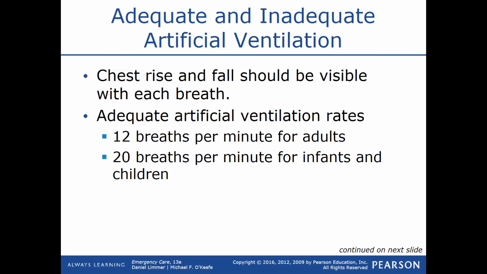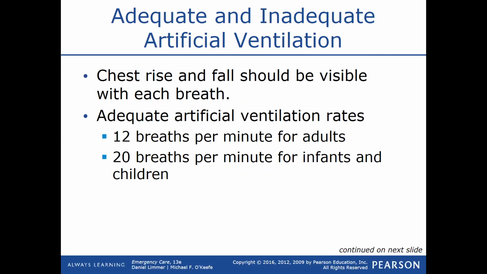All right, so adequate and inadequate artificial ventilation. For your adult patients, you want to breathe for them 12 per minute. That's one ventilation roughly every 5 seconds. Now for your pediatric patients, it's 20 breaths per minute for infants and children.